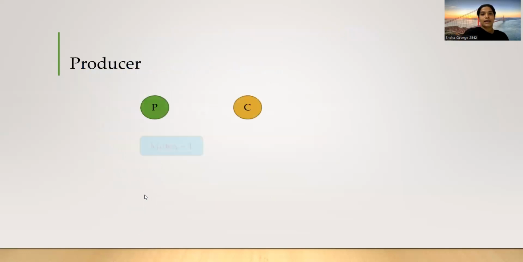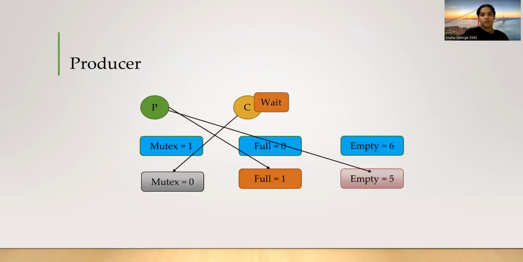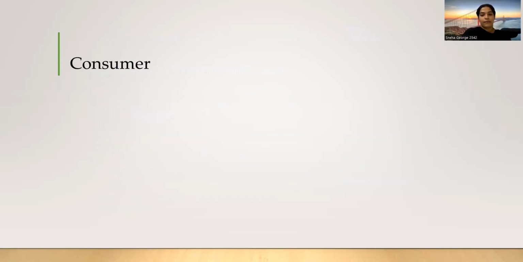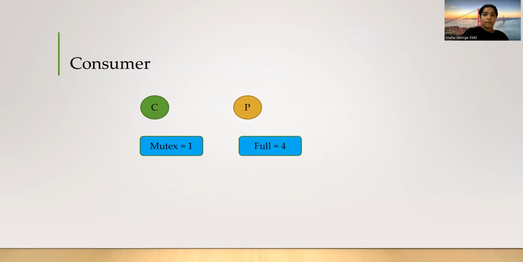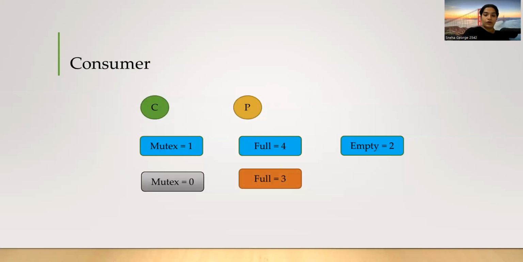Now let us look at the consumer process. Okay, this is what we have seen for the producer. Now coming to the consumer, there is a consumer and then the producer. So what happens? First, the mutex value is 0, which means that the buffer is not being used by anyone. Then we are making the mutex value 0, full to 3 and empty to 2.